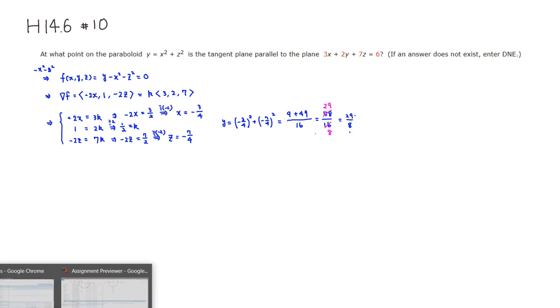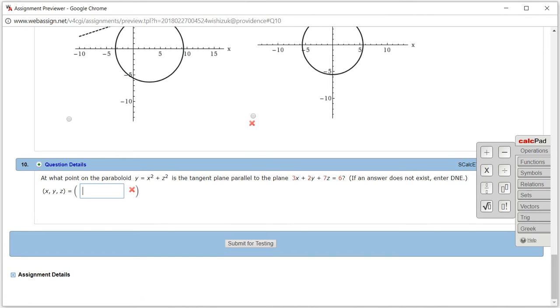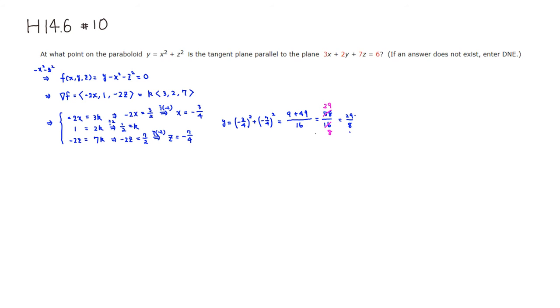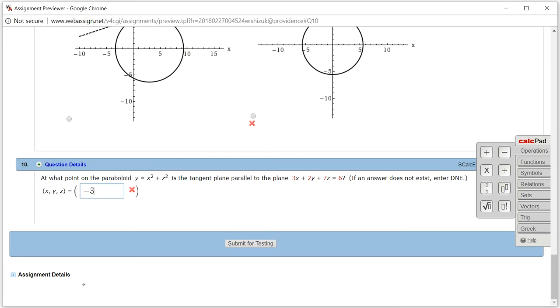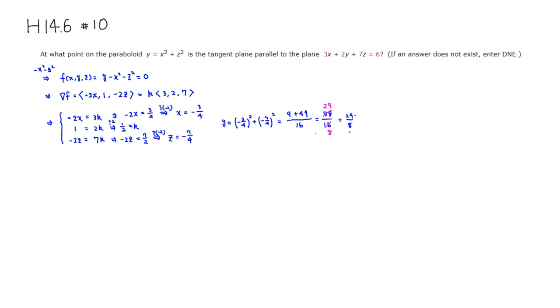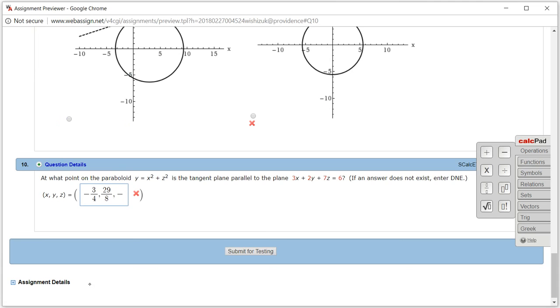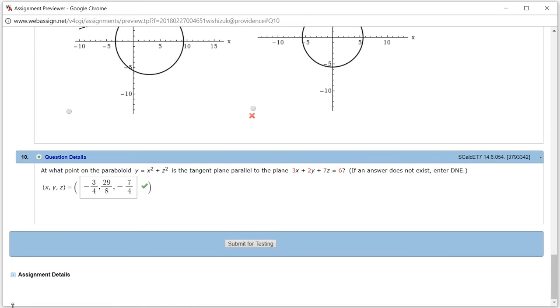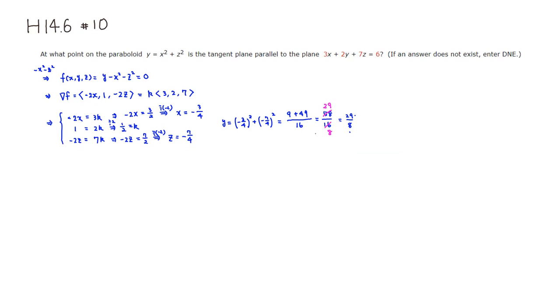So let's type it in. Negative 3/4, then 29/8, and the last one is negative 7 over 4. So let's check the answer. It came back and looks like we got this one correctly. That's it. I hope that this was clear.